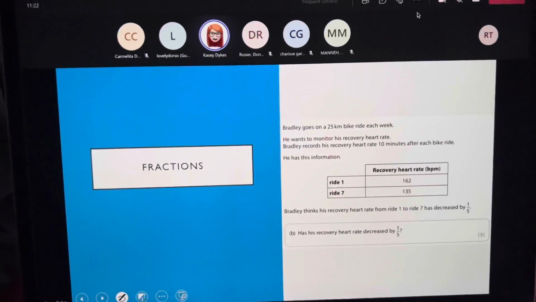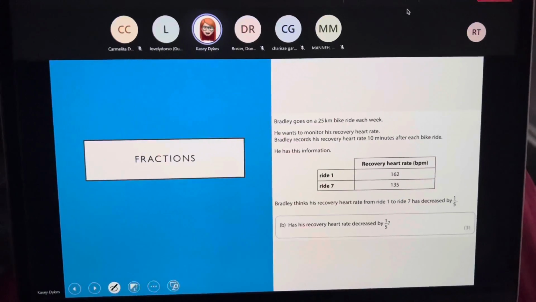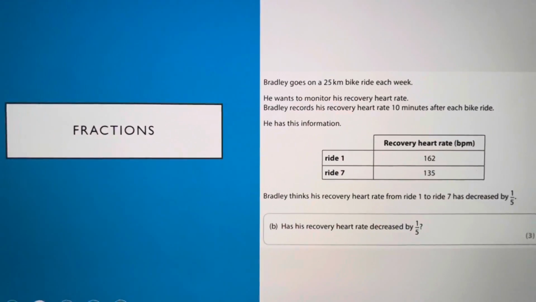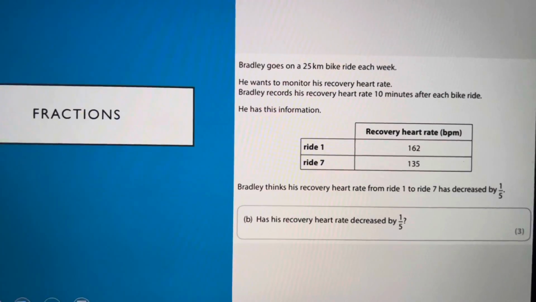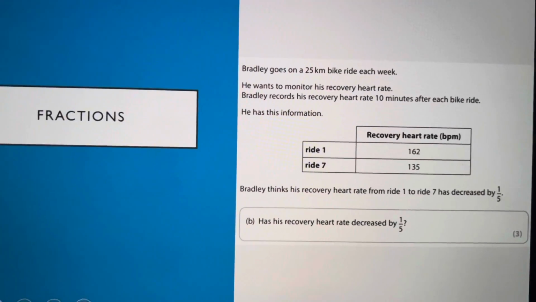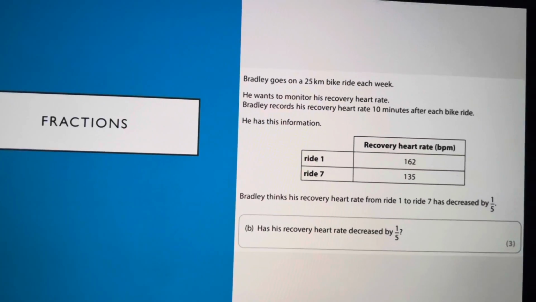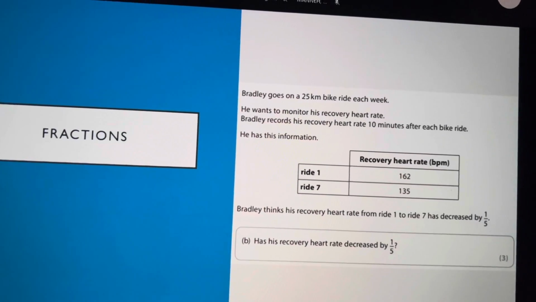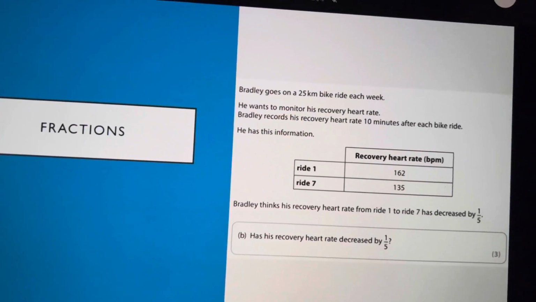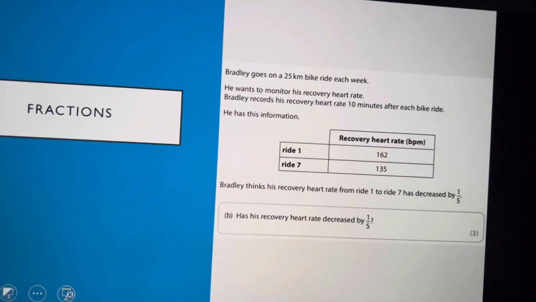So here's the first one. Bradley goes on a 25-kilometre bike ride each week. He wants to monitor his recovery heart rate, so he records it 10 minutes after each bike ride. After ride 1, his recovery heart rate was 162. And after ride 7, it was 135. Bradley thinks his recovery heart rate from ride 1 to 7 has decreased by 1/5. So has it gone down by 1/5? You've got 3 minutes for this question.